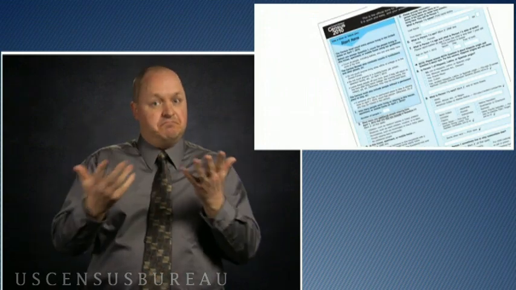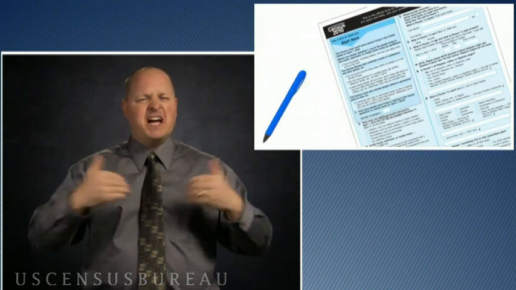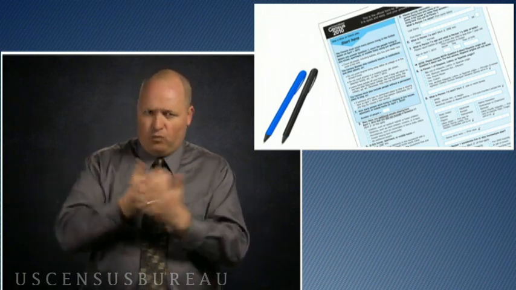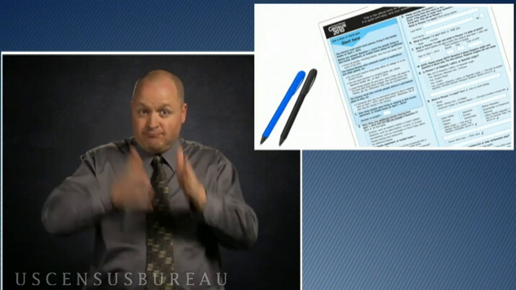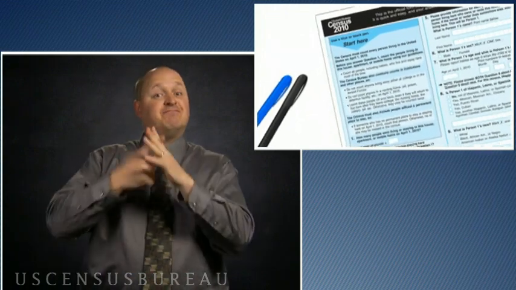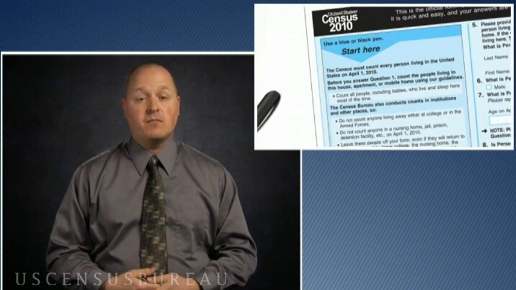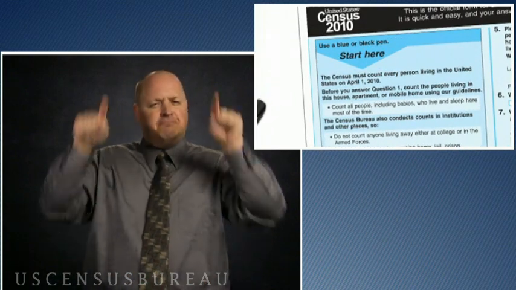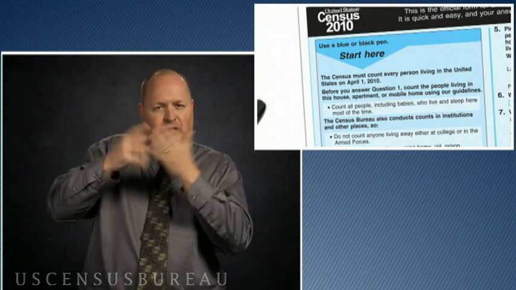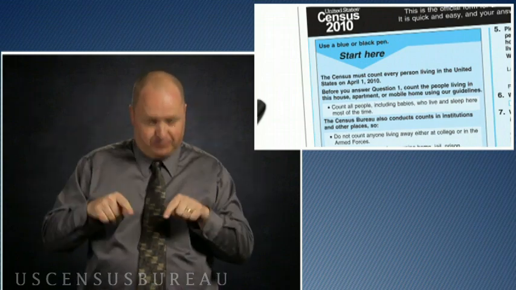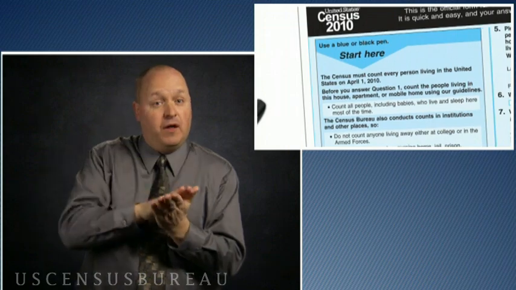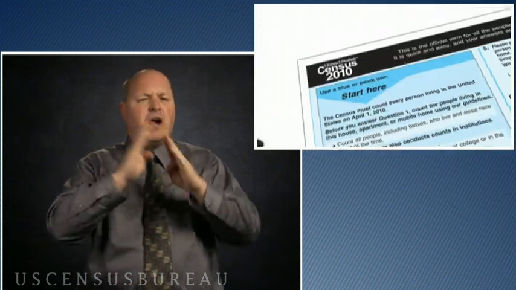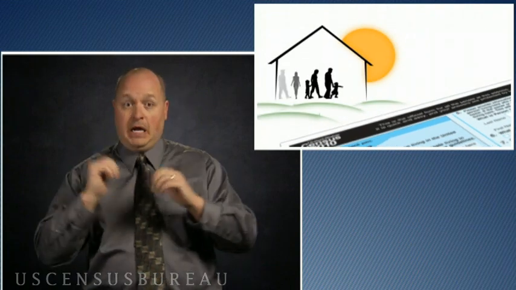To begin, unfold the form and have a blue or black pen ready to answer all the questions for each person in your household. Let's begin with question 1. You will find question 1 in the large box that reads "Start Here" at the top of the page. Before you answer question 1, count the people living in your house, apartment, or mobile home using these guidelines.